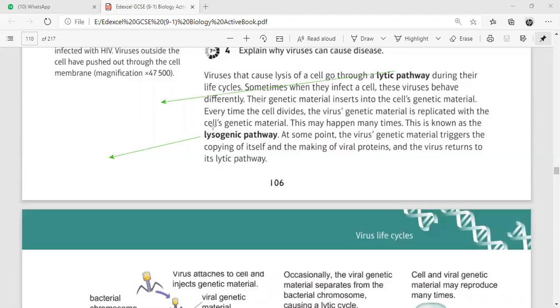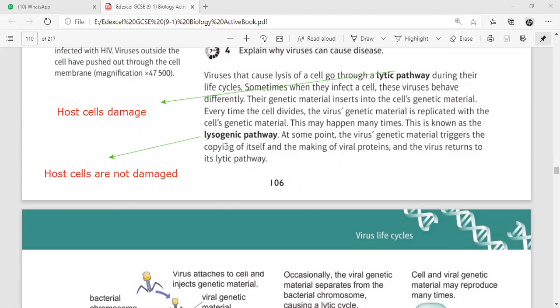In the lytic pathway, what happens? The host cell gets damaged. I will explain this to you. And in the lysogenic life cycle, what happens? The host cells are not damaged. I will explain it to you. They are not damaged in the lysogenic pathway.